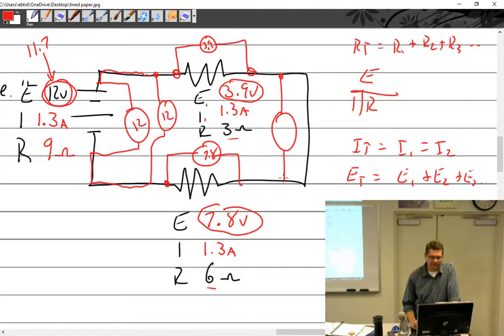What would the other side be? 3.9. Is that a voltmeter? What would this voltmeter say? 0. Why would it say 0? There's no difference, because this wire is the same wire, and it's the same as going right here. So there's no difference in potential, so it's going to say 0.